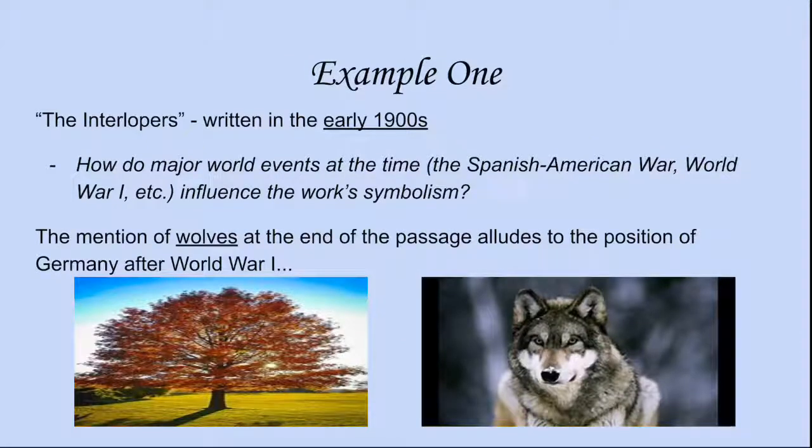So one example that we talked about was The Interlopers, which was written in the early 1900s during the onset of World War I. So the mention of wolves at the end of the passage alludes to the position of Germany after World War I and the harsh terms of the Treaty of Versailles. And then the presence of the tree, which incapacitates the two main characters, could also reference the position of Great Britain and France and the United States and the onset of World War II.